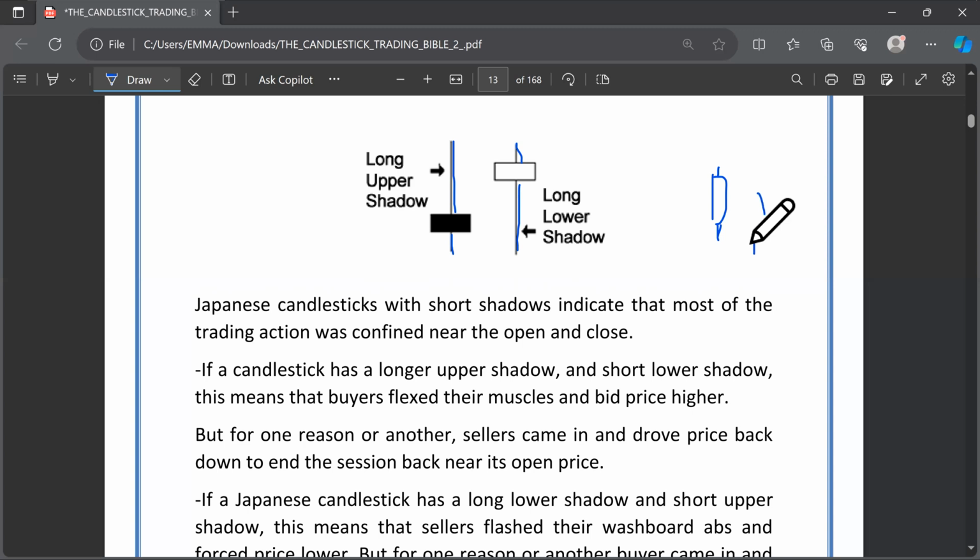A candlestick can be as short as this, and then the wicks can be like this. You can even have some candlesticks forming like this.